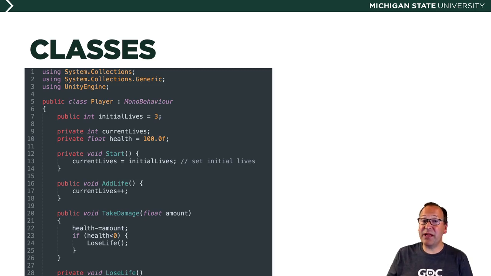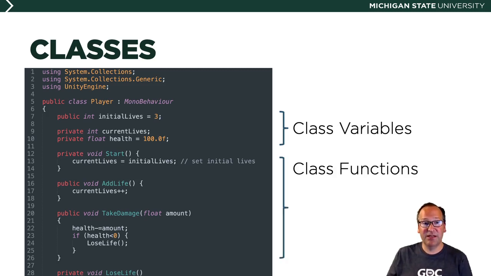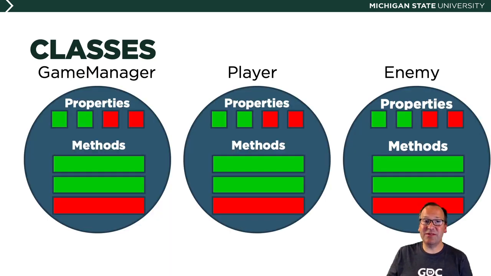Here is an example player class script, complete with class variables defined, which are also known as class properties, and class functions defined, which are also known as class methods. As you program in C#, you'll start to break down your game systems into classes, and within the classes, properties and methods. And before you know it, you'll be thinking in object-oriented methodology and dreaming in C# code.